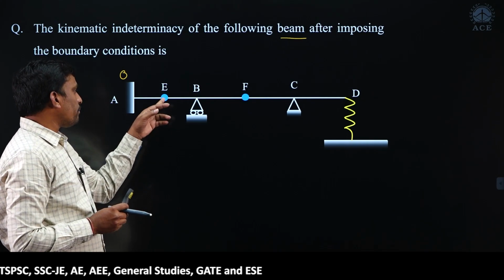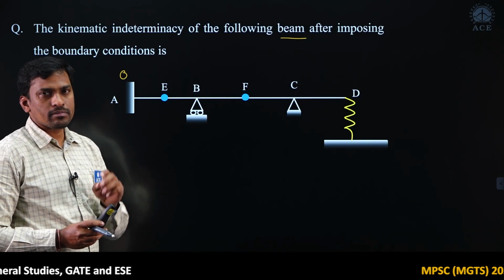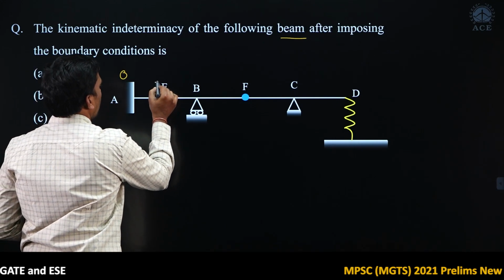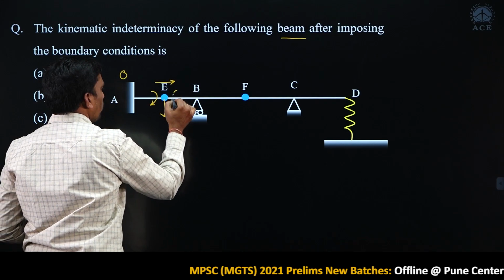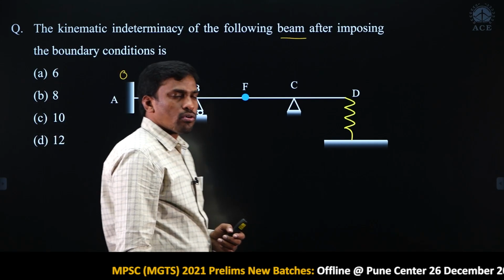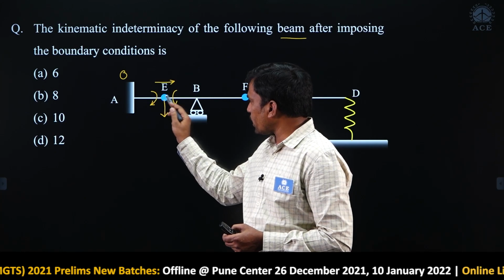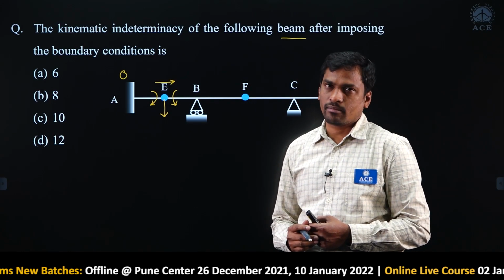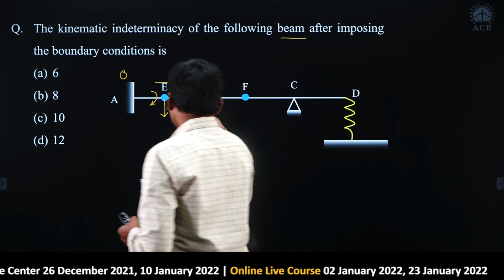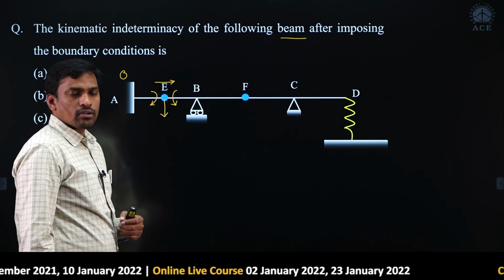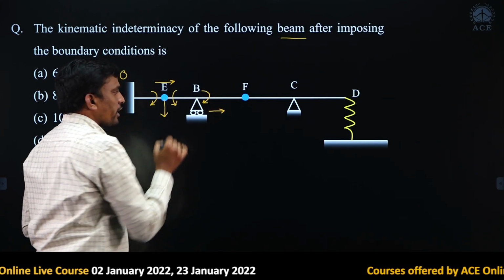And this is the internal hinge. At the internal hinge, how many degrees of freedom? 4. What are the 4? Horizontal displacement, vertical displacement and rotation. I told you that at a pin joint the rotation in all the members is different. So rotation for the left member and rotation for the right member are both different. So at the internal hinge, 4. Then this is the roller support. For a roller support, how many degrees of freedom? 2. One is horizontal, another one is rotation.